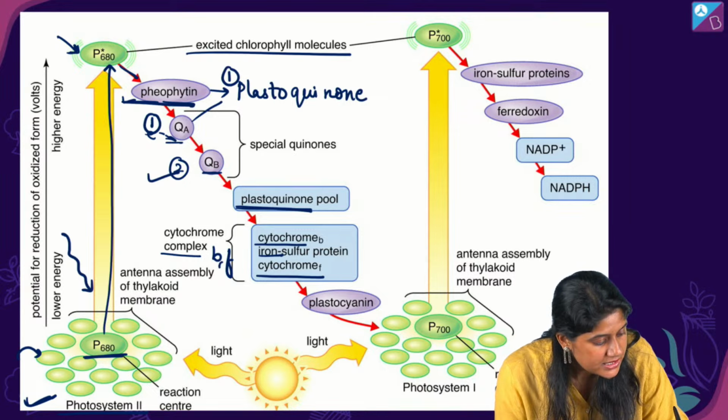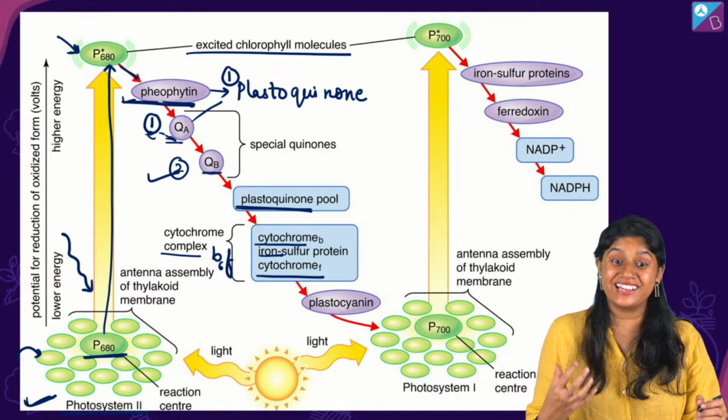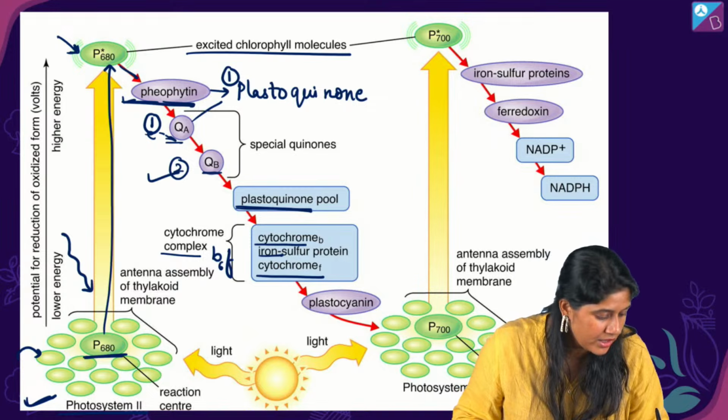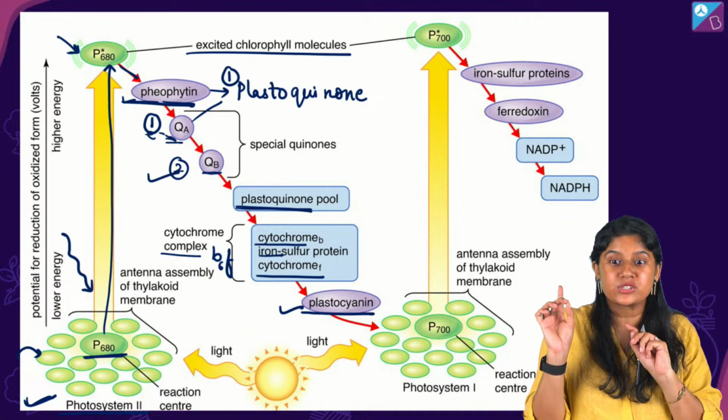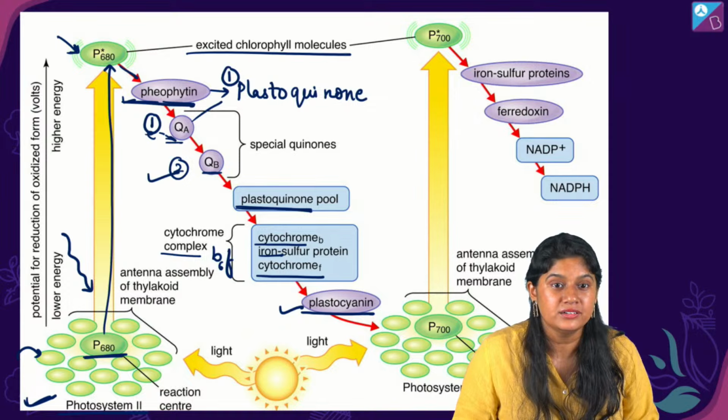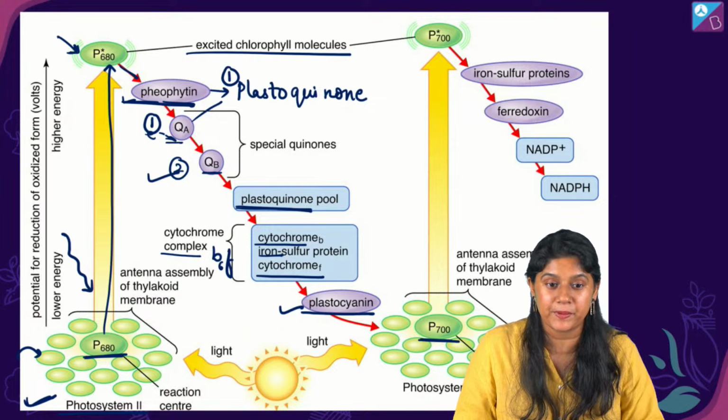B6F. तो यहां पे क्या हुआ, पासिंग द बॉल हुआ, पासिंग द इलेक्ट्रॉन हुआ, और यहां से पूरा पास होते होते इलेक्ट्रॉन कहां पे आ गया लास्ट में, प्लास्टोसायनिन, right, सायन ब्लू वाला है ना, तो ब्लू से याद रहना चाहिए. Clear? अब ये इलेक्ट्रॉन कहां गया, ये इलेक्ट्रॉन गया PS सिस्टम 1 जो है P700 पे.